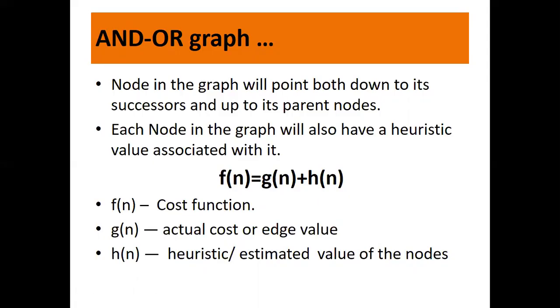The only difference here is the actual cost. We assume it to be 1 if it is not given. So in the examples I'm solving here, we will be assuming the g of n for any node will be 1.